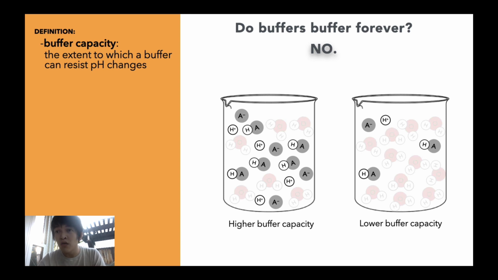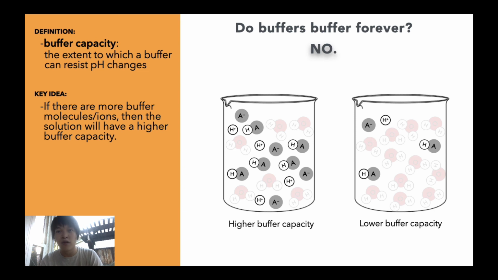If you are able to follow along with the explanation of how a buffer works, then you should be able to understand why having more buffer molecules will give you a higher buffer capacity. Here's the key idea. If there's more buffer molecules or ions, then the solution will have a higher buffer capacity.